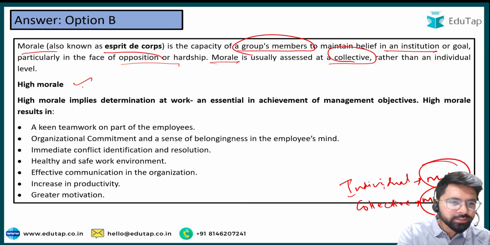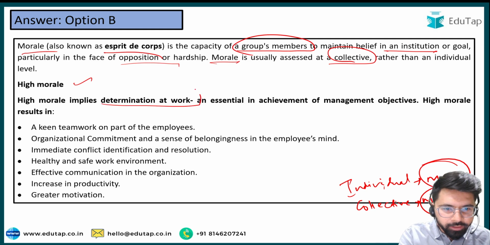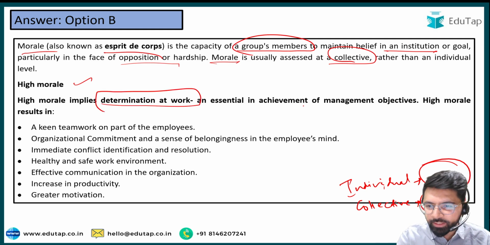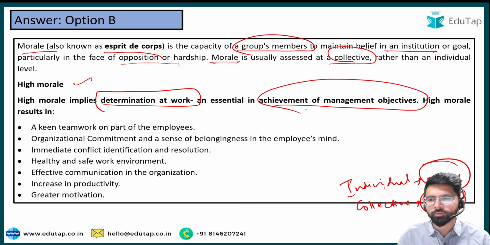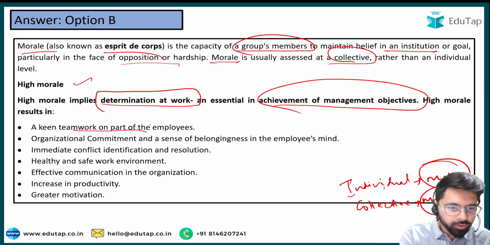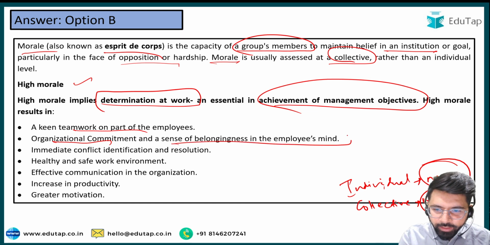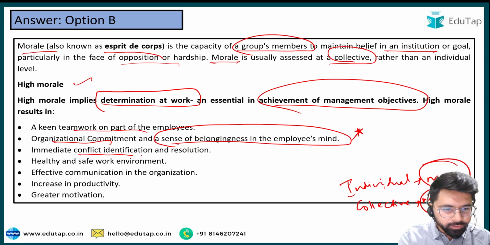So what exactly is high morale? High morale implies determination at work and is essential in the achievement of management objectives. High morale results in keen teamwork on the part of the employees, organizational commitment, and a sense of belongingness in the employee's mind. This is a keyword. Immediate conflict identification and resolution, a healthy and safe work environment, effective communication in the organization, increase in productivity, greater motivation.